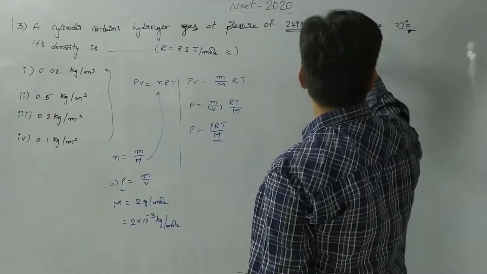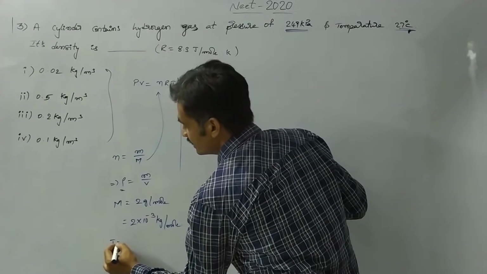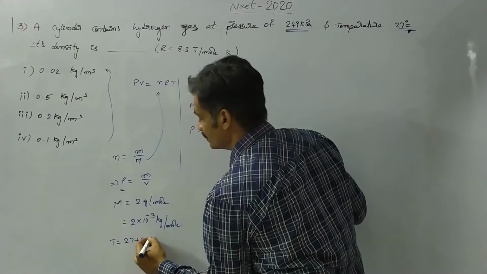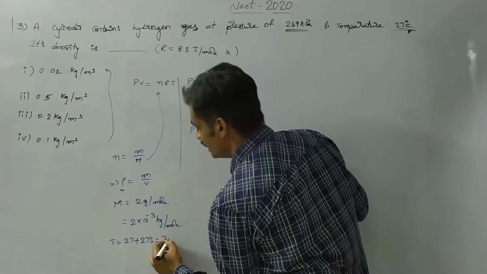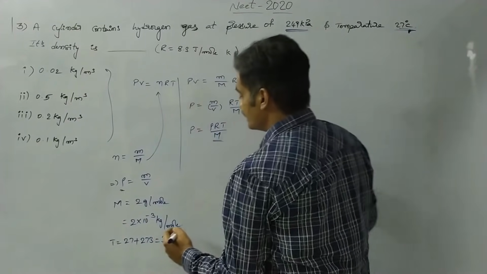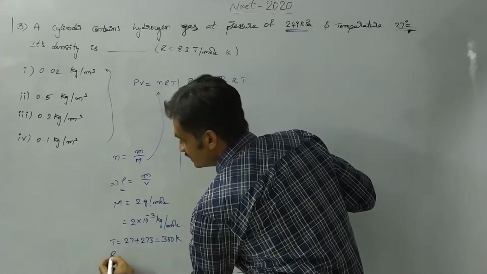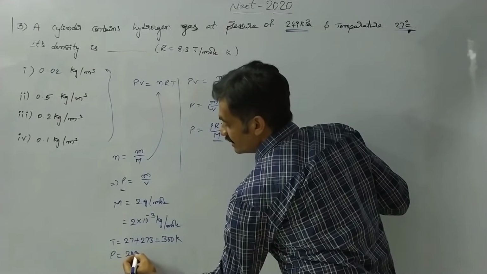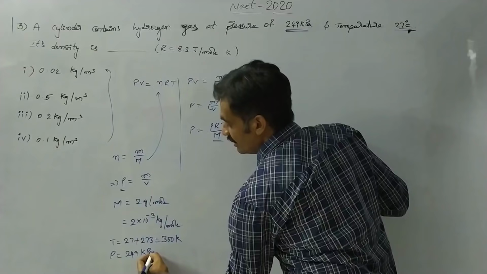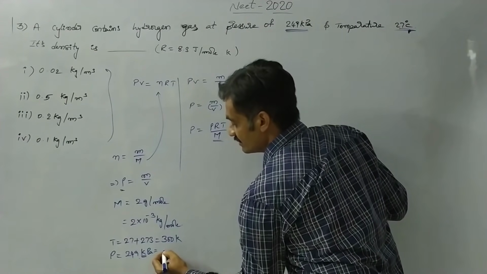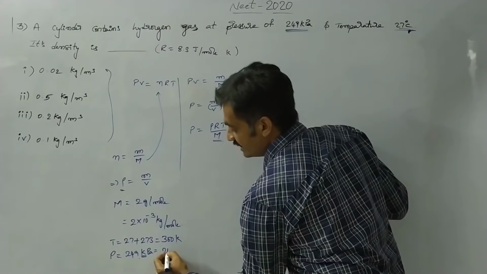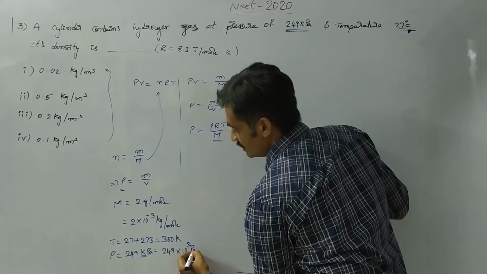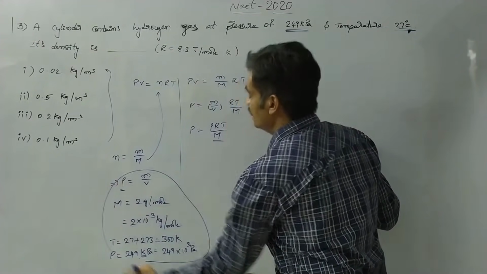Now here, as you observe, the temperature is 27 degrees Celsius. If I convert it into Kelvin, we can write it as 27 plus 273 equals 300 Kelvin, whereas pressure P is equal to 249 kilopascal. If I write the kilo in terms of powers, we can write it as 249 into 10 to the power of 3 Pascal. So let us substitute all these values in this equation.